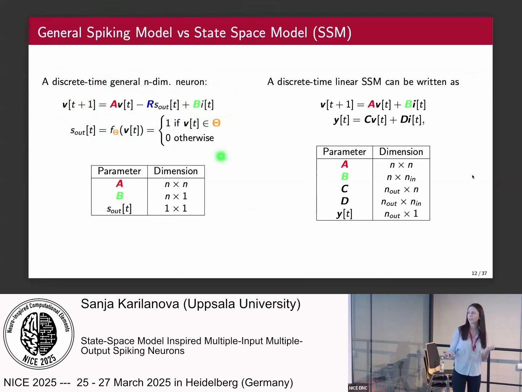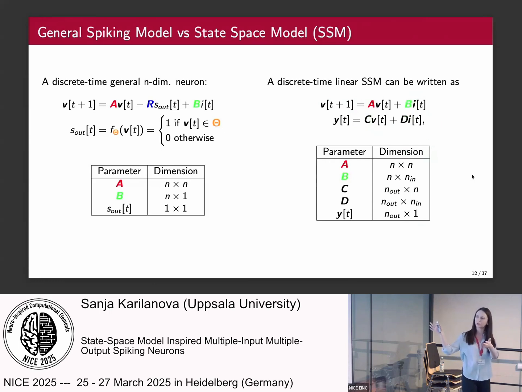On the right-hand side here, we have a typical state space model in discrete form. Similarly, it has a state variable, v, which is a vector. It has a state transition, which explains how the internal dynamics works in the system. It has B, which parameterizes the input. And then the output is a linear combination of the state variable v itself and the input.